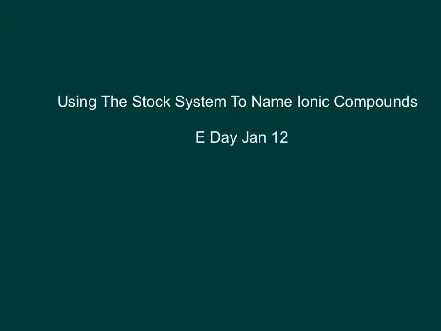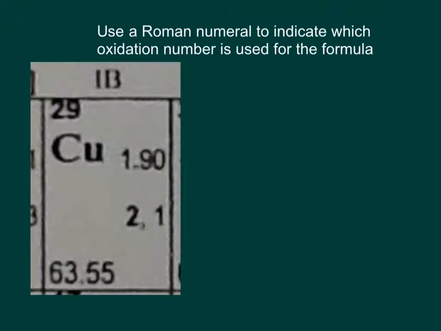This video is going to be a reminder about how to use the stock system to name ionic compounds. Remember, when you hear the word stock system, your brain is supposed to say, use Roman numerals. The first example we're going to look at is this one right here, where we have CuCl2. And you're going to be asked to name this one.